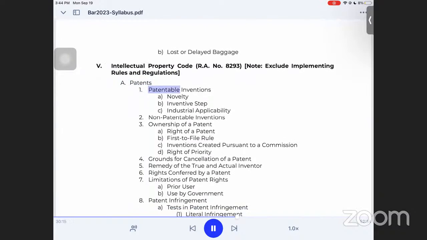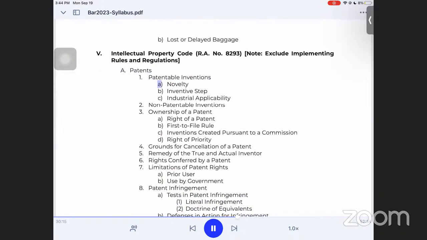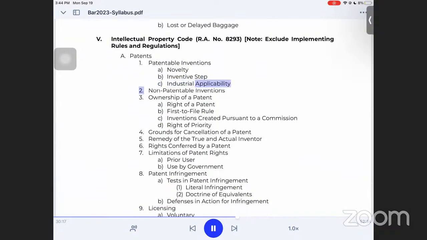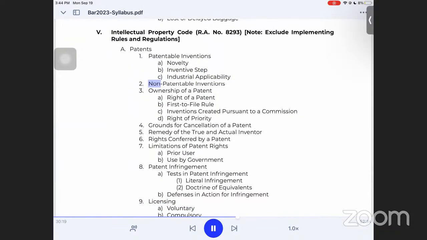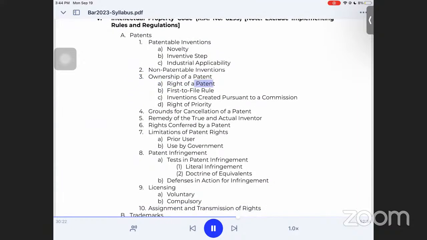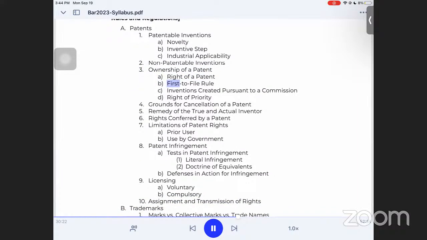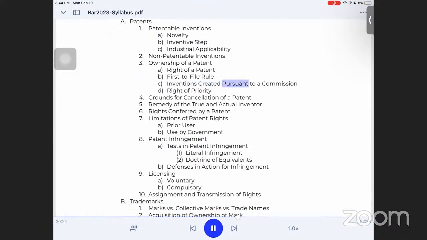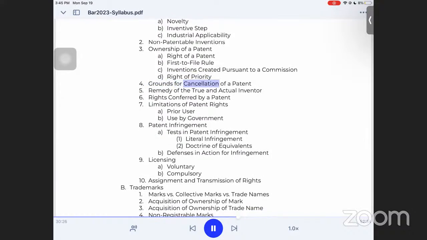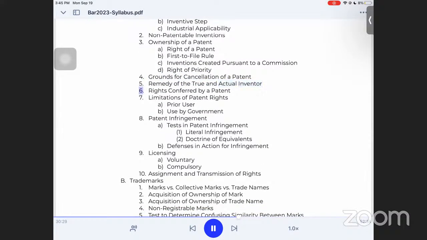A. Patents. 1. Patentable inventions. A. Novelty. B. Inventive step. C. Industrial applicability. 2. Non-patentable inventions. 3. Ownership of a patent. A. Right to a patent. B. First-to-file rule. C. Inventions created pursuant to a commission. D. Right of priority. 4. Grounds for cancellation of a patent. 5. Remedy of the true and actual inventor.